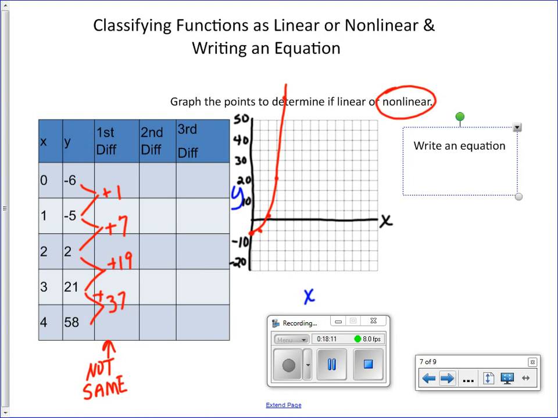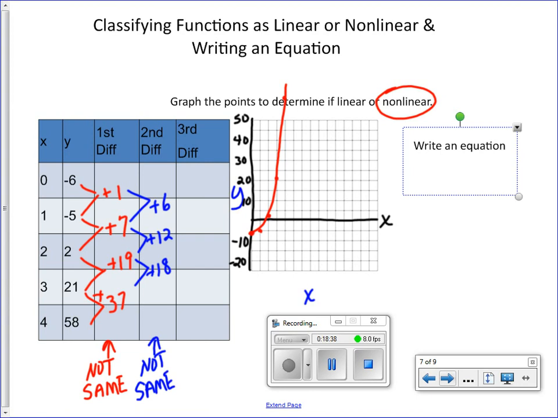All right, let's check our second differences. To get from 1 to 7 is adding 6. Added to 7 to get 19 would be 12. And to get from 19 to 37 is adding 18. Again, not the same. So it is not quadratic in nature either.